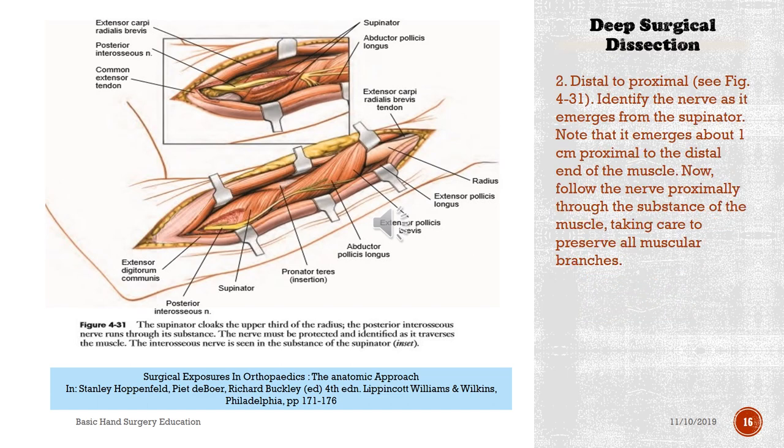Second, distal to proximal. Identify the nerve as it emerges from the supinator. Note that it emerges about 1 cm proximal to the distal end of the muscle. Now, follow the nerve proximally through the substance of the muscle, taking care to preserve all muscular branches.